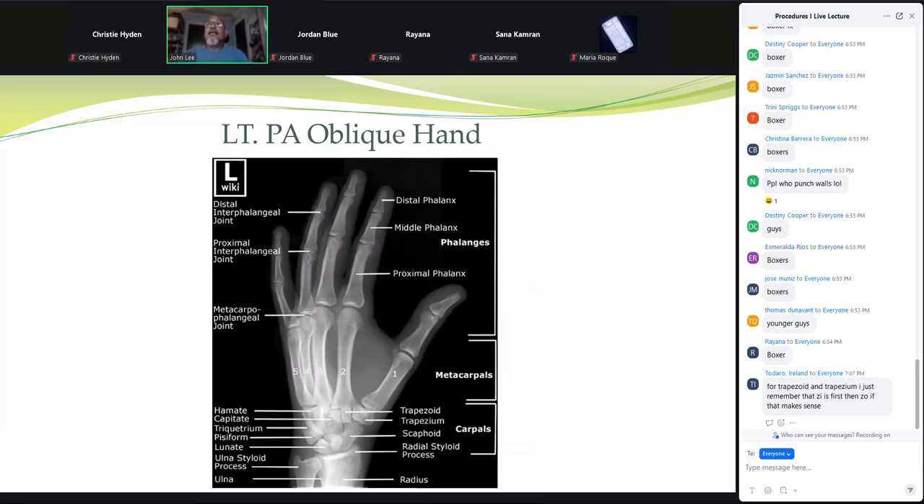For the oblique, now we start to see superimposition, but the phalanges are not superimposed except by soft tissue and right here by the heads of 3 and 4. Now we start to see closing of those joints proximally with 2 and 3 opening up as well as 1 and 2.